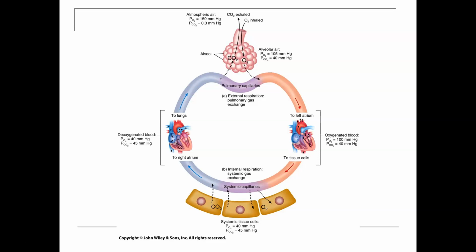So you want to focus on two things here, or three: the definitions of external versus internal, which way the gases are moving across the respiratory membrane or between your systemic capillaries and cells, and then why. And the why is always the same answer. They're moving down their partial pressure gradient. So that's external and internal respiration.